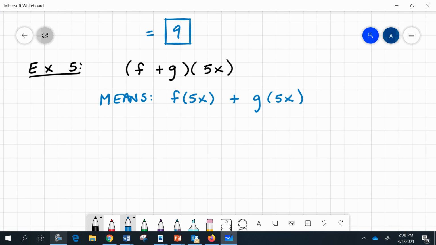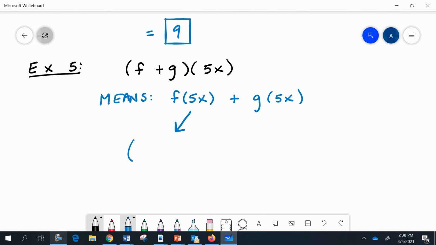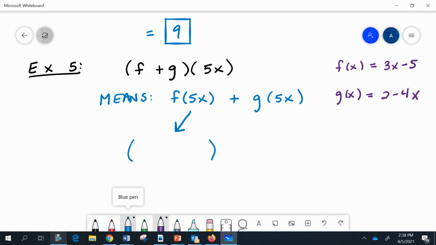So what does it look like to plug a 5x into the f function? Again, I'm going to make a little note for myself. F of x was given as 3x minus 5, and the g of x function was given as 2 minus 4x. So here's what it's going to look like. It's going to go 3. I'm going to take out the x and replace it with a 5x, and then we have a minus 5 at the end. So that's what it looks like right here. Take out this x and replace it with a 5x. Leave all of that in a parenthesis.